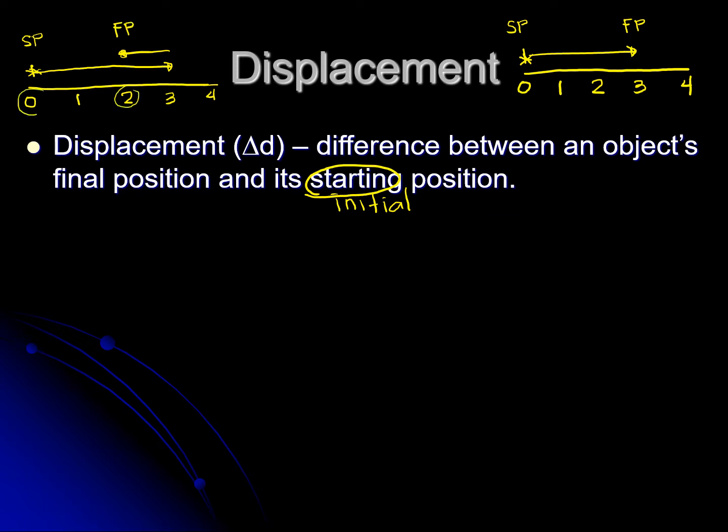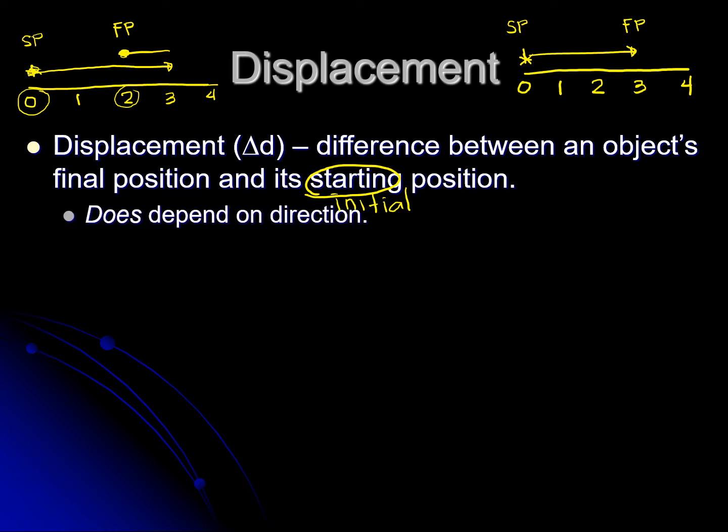So, if we talk about displacement, you are asked about the final position and starting position. So, what is the distance from my starting position and my final position? Is it 3 or 2? Okay, so the answer is only 2. So, the displacement from this example is 2, because my final position is at number 2 and my starting position is at 0.